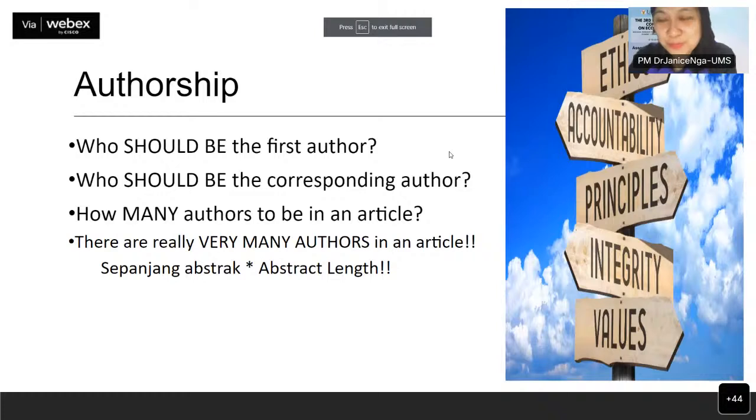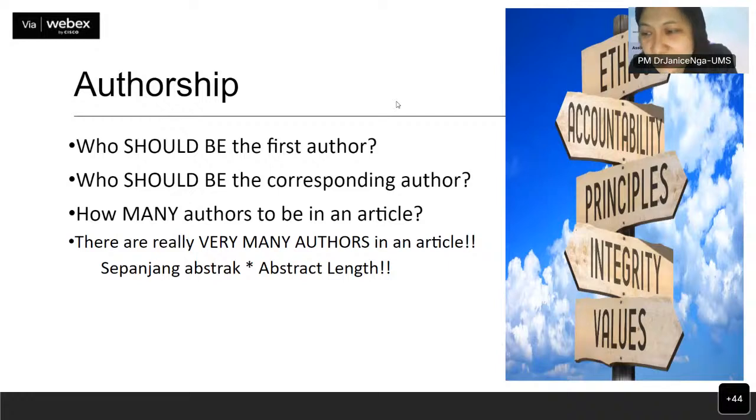So authorship is somewhat controversial. This is one of the issues that we need to address. Who should be the first author, for example? Who should be the corresponding author? And how many authors should be in an article?